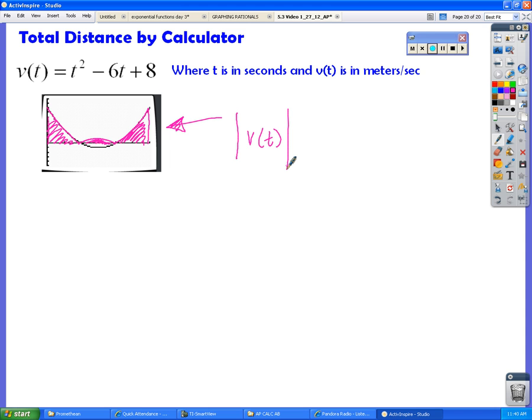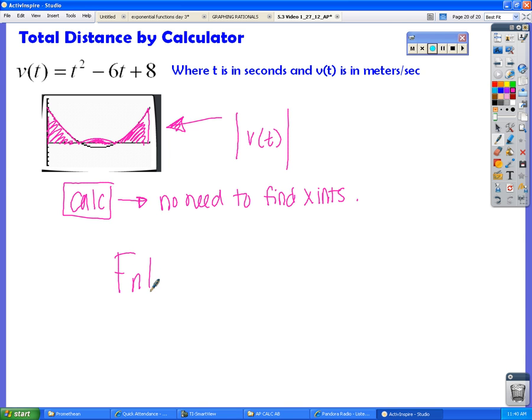So when you're doing this in the calculator, let's be very clear about this, in the calculator, no need to find x-intercepts. How do you do this? You do f and int of the absolute value of the function, comma, x, comma, from where to where? 0 to 6. So what did I really do?